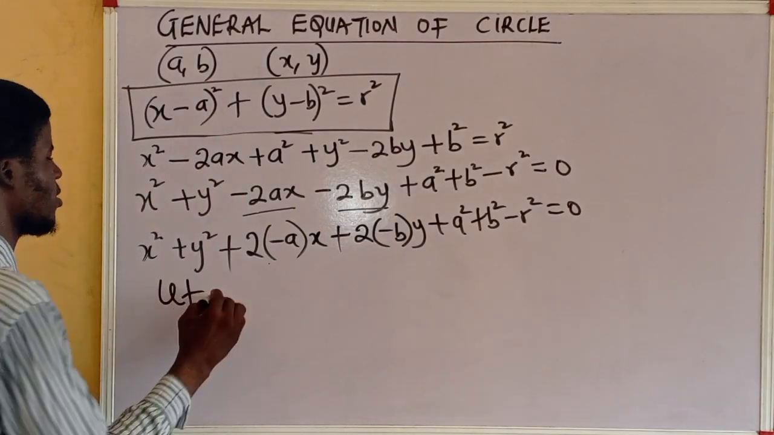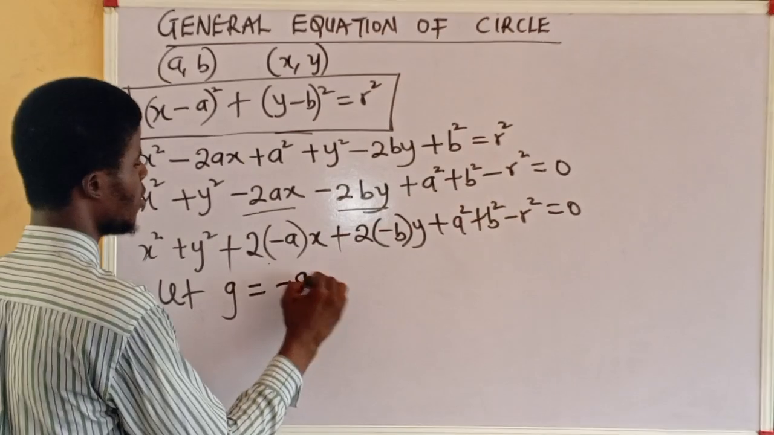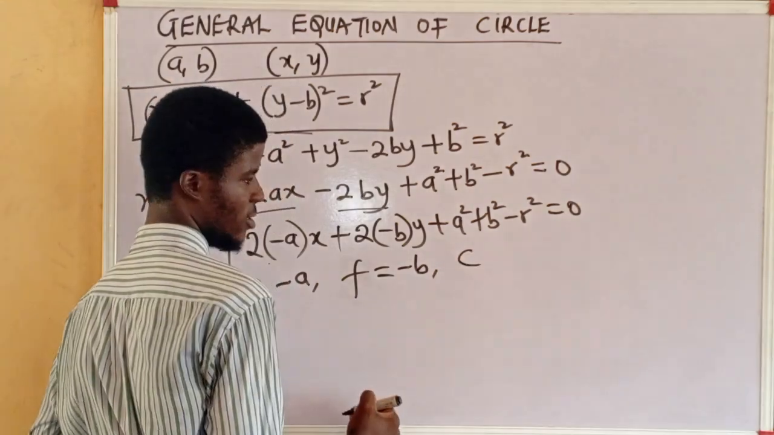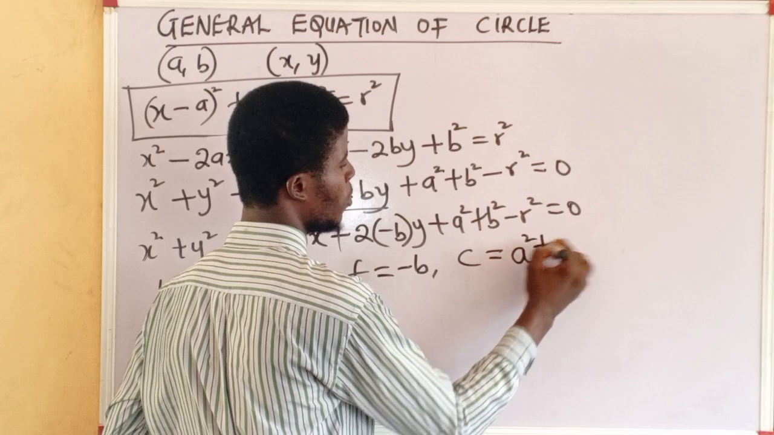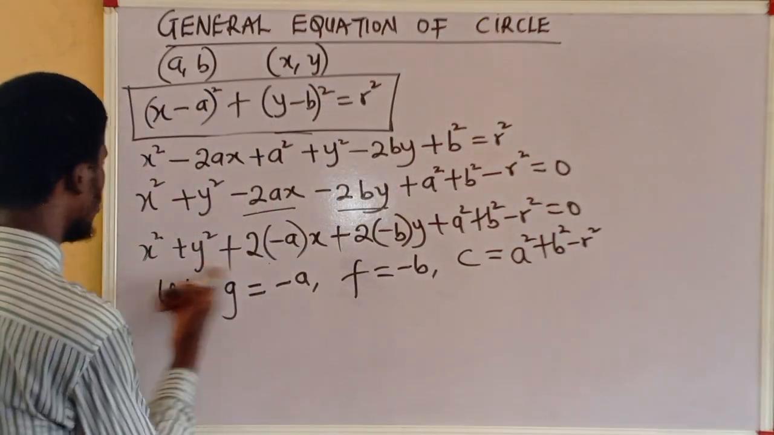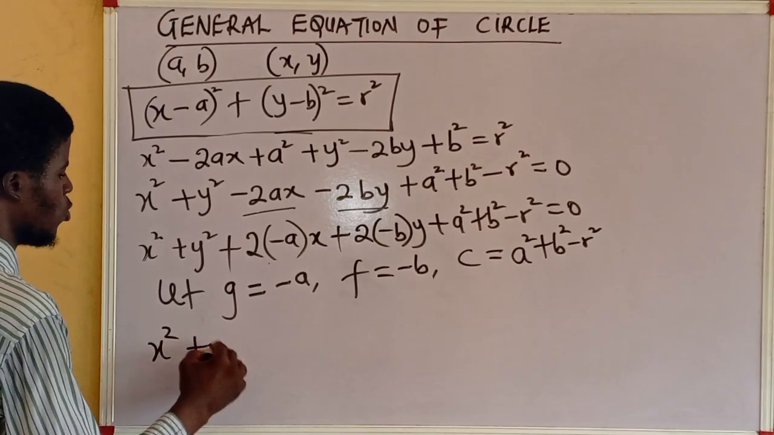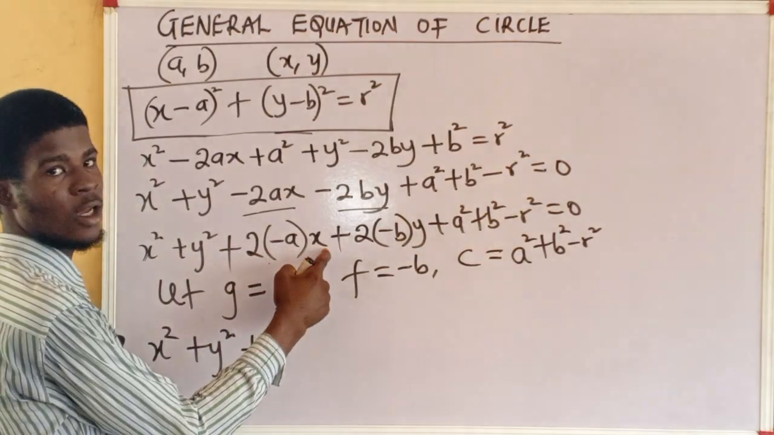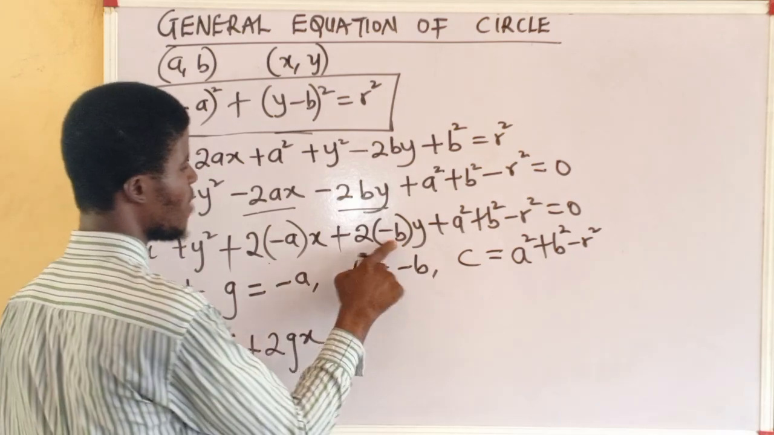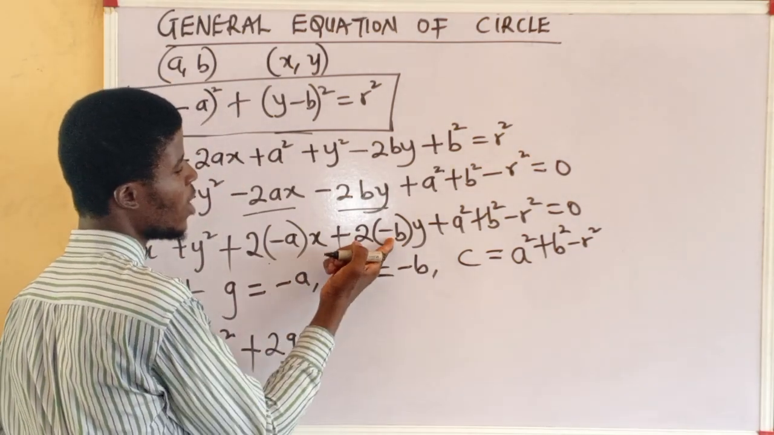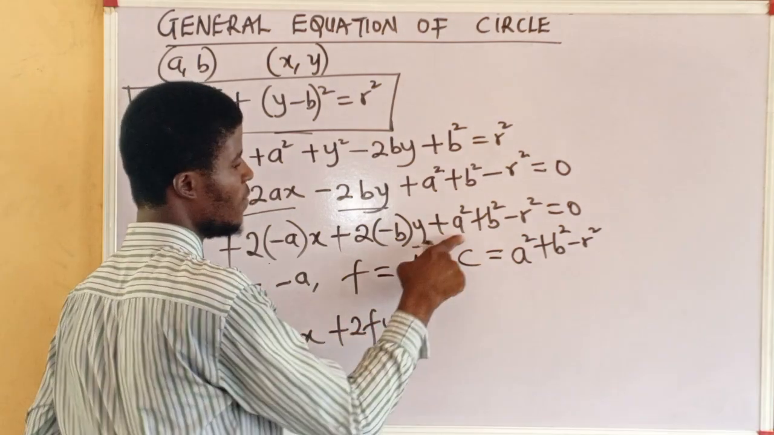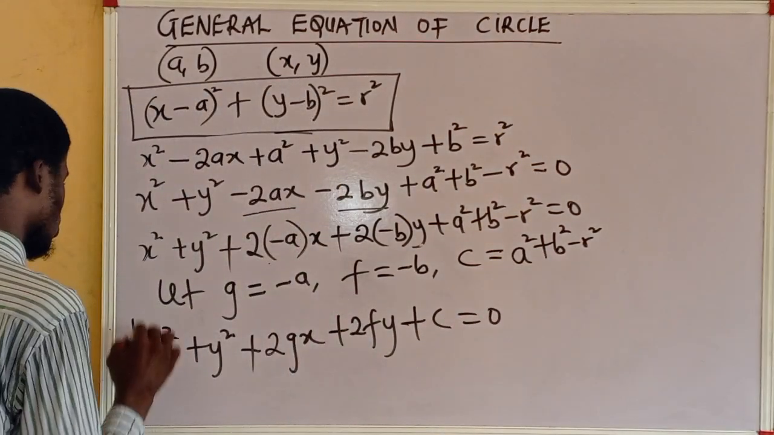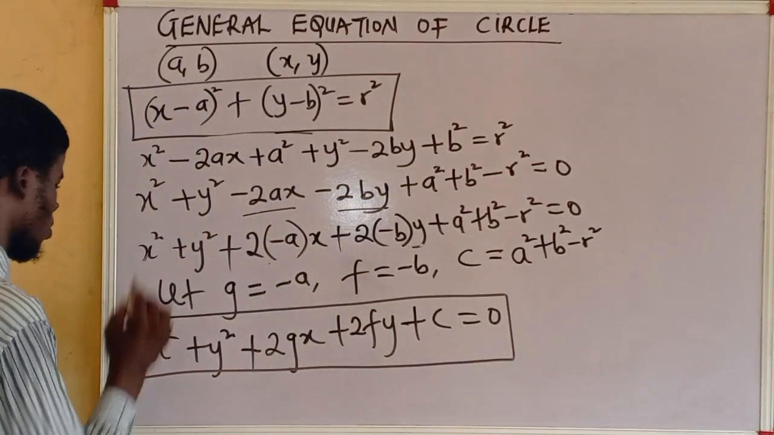So I will say let g be equal to minus a. Also, let f be equal to minus b, and let c be equal to everything here, a² plus b² minus r². So that this equation will now be x² plus y² plus, in place of minus a now, I have g. So this will now be 2gx. In place of minus b, I'm going to write f, so that this will now be 2fy. So everything here, a² plus b² minus r², is equal to c. So plus c equal to 0. So this gives us the general equation of a circle that passes through 3 points.